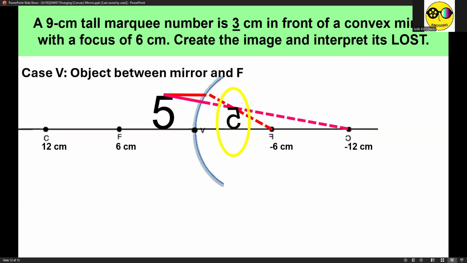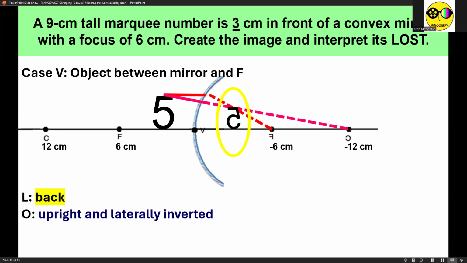Notice that compared to yesterday, wherein we interpreted the LOST for each case, I decided to interpret the LOST this time after case number 5, because all images formed by convex mirrors have only one LOST interpretation. All images are always found at the back of the mirror, specifically between the vertex and the back focus. Next, the orientation of all the images is always upright and laterally inverted. Same orientation as the object, but reversed left and right sides. Left becomes the right, right becomes the left.